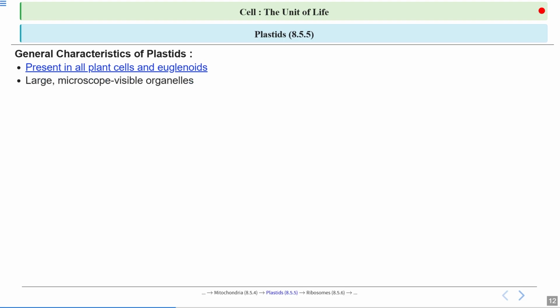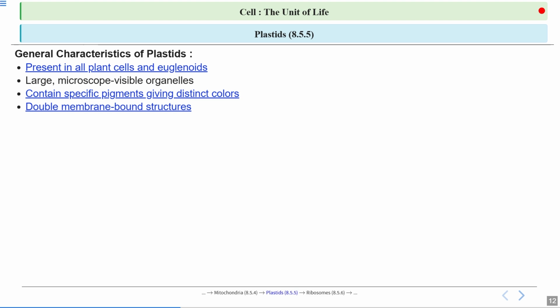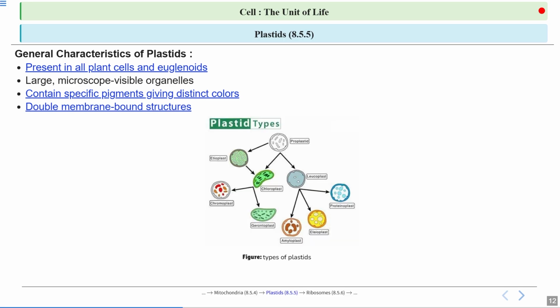Plastids are large. They are microscopic, meaning they can be seen under the microscope. Like for mitochondria, you have to stain the mitochondria, but you can observe chloroplast, which is a plastid, under the microscope. These plastids consist of certain specific pigments which give them different colors. Plastids are double membrane bound structures, like mitochondria which consist of two membranes. Plastids also consist of two membranes.